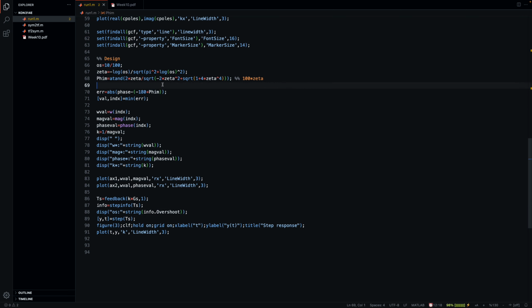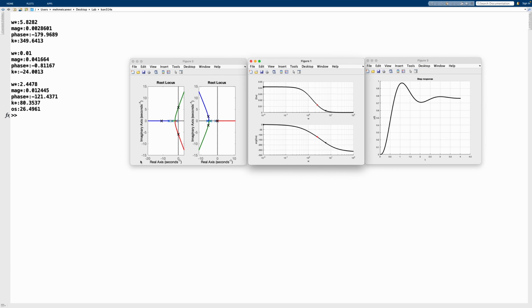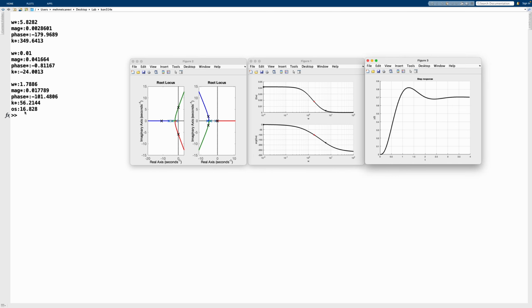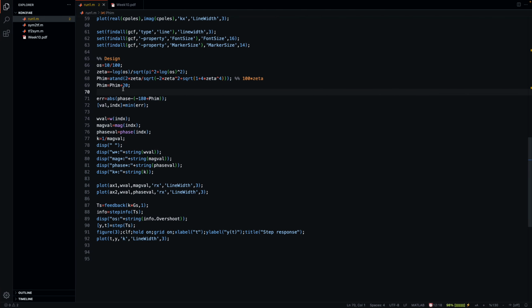So let's actually add a certain amount here. Let's say 20 degrees. What happens if I add 20 degrees? It improves 10%, so maybe 20 more, and we should be good to go.